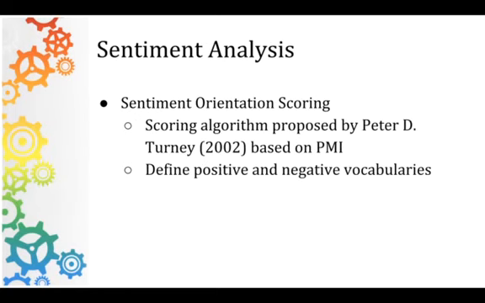We then decided to use the algorithm proposed by Peter D. Turney in 2002 to score the semantic orientation of descriptions, which is based on the pointwise mutual information algorithm. We defined positive and negative vocabularies and used them as seeds to calculate the PMI of each word in the vocabularies and those in every description. By summing PMI words in a description and the words in the positive and negative vocabulary, we got the positive and negative association scores. The difference of the positive and negative association scores can represent the sentiment orientation of a description.